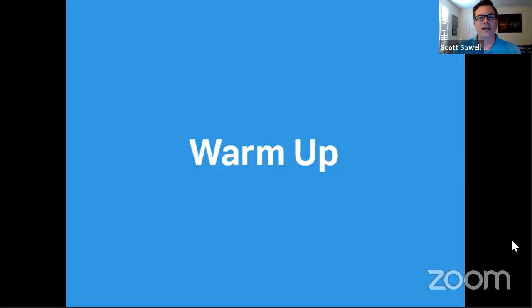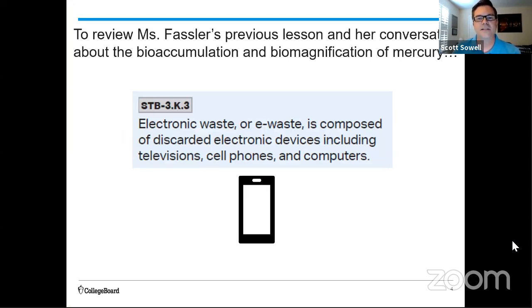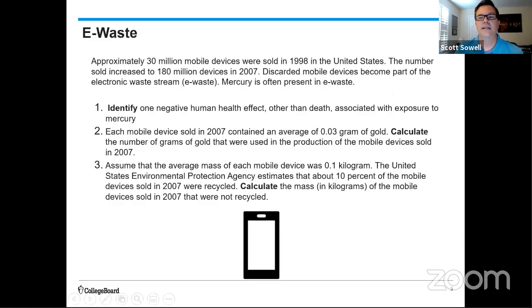So just to get our brains warmed up, we're going to revisit what Miss Fassler ended with last time. She was finishing up her conversation about bioaccumulation and biomagnification and talking about mercury. So we know that that's part of electronic waste or e-waste, any kind of discarded electronic devices, televisions, computers, cell phones, things like that. So we're going to pick up with the FRQ that she introduced right there at the end the other day.